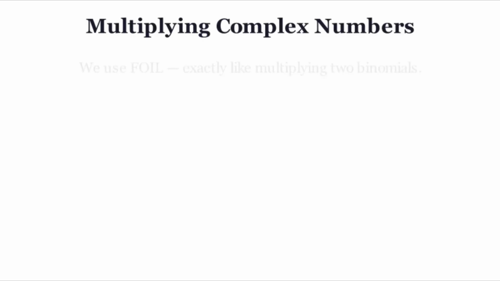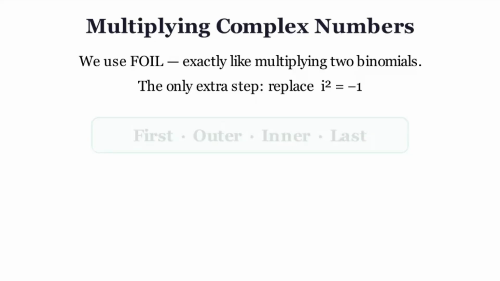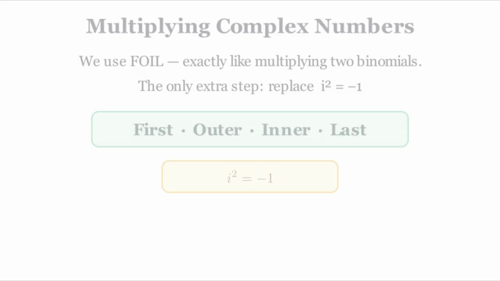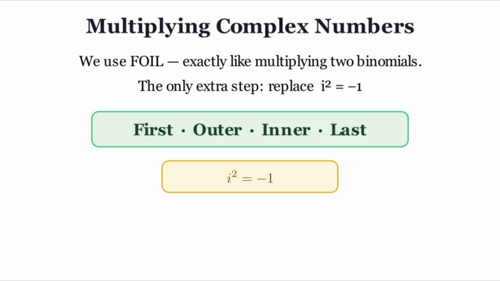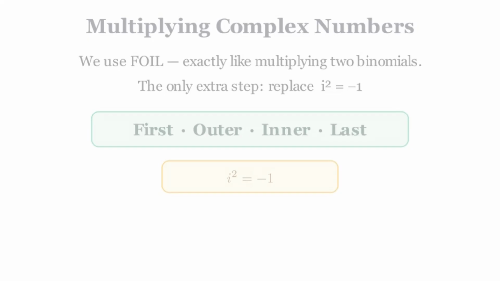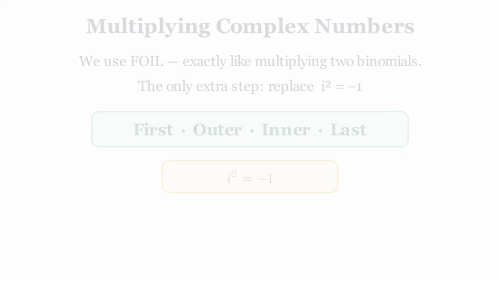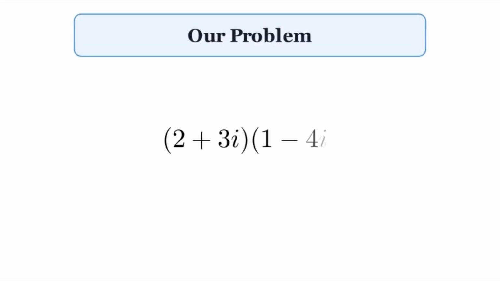When we multiply two complex numbers, we use the exact same method as multiplying two binomials in algebra, FOIL. First, outer, inner, last. The only difference is that when we get an i² term, we replace it with -1. That is the only extra step. Everything else is pure algebra. Our problem is (2 + 3i)(1 - 4i).